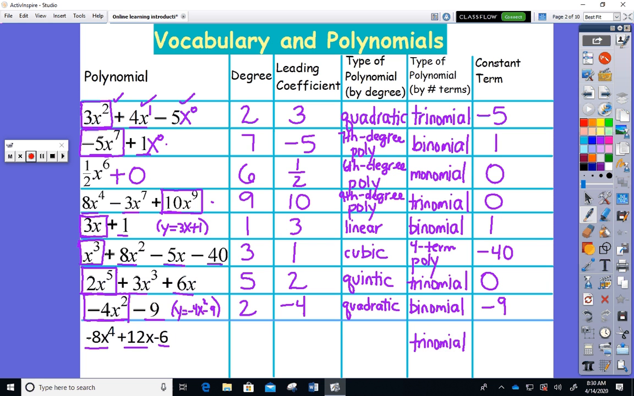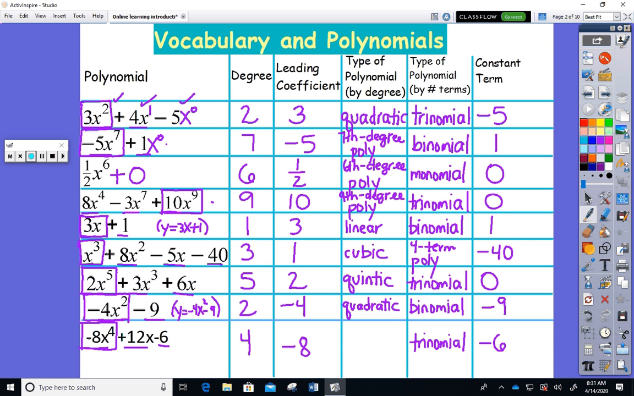I do see a plain old number of negative 6, so that's my constant. It's written in the correct order because I've got x to the fourth, then x to the first, then an x to the 0 understood. So negative 8x to the fourth is my leading term, making 4 the degree, and negative 8 the constant term, or the leading coefficient. I'm all over the place, sorry.